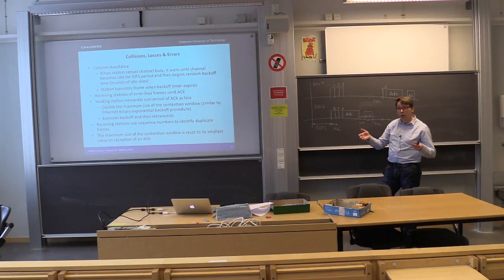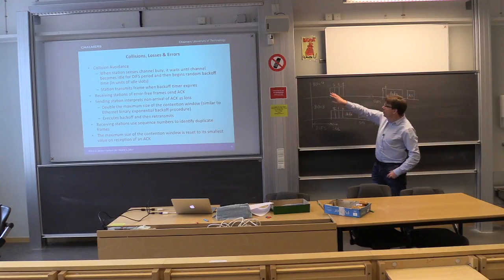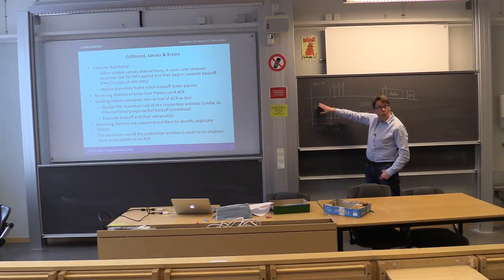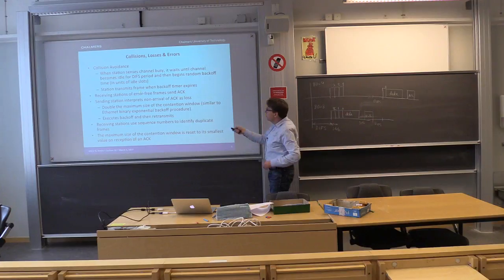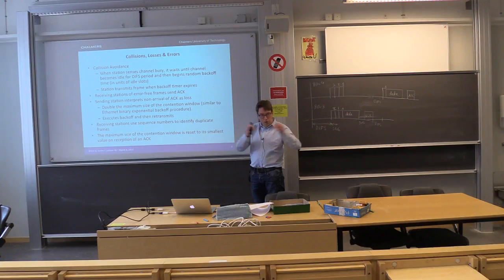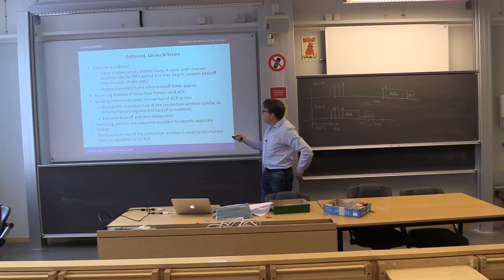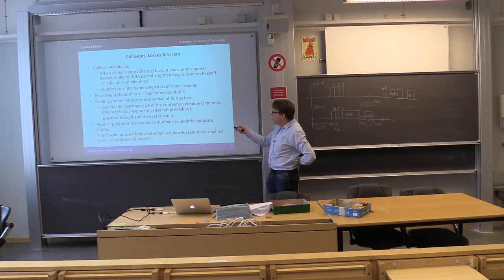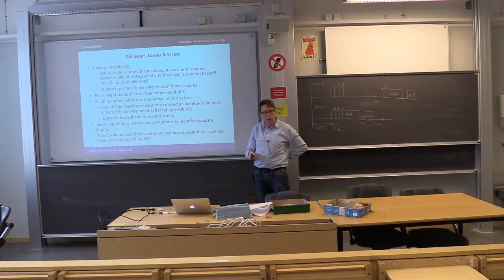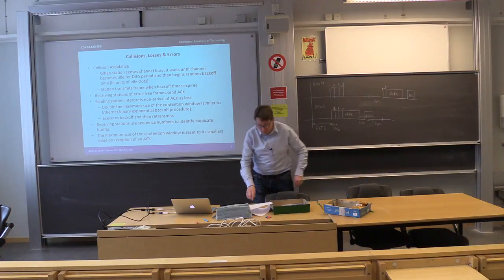It tries to avoid collisions, but collisions can certainly happen, and it happens exactly when two or more stations that are waiting for access have the same backoff counter. Okay. So these backoff counters are random, right? They're chosen in a certain window, which is called the contention window. Receiving stations that receive error-free frames send an ACK. A sending station that does not hear the ACK will interpret that as the frame being lost. And then it will have to retransmit.